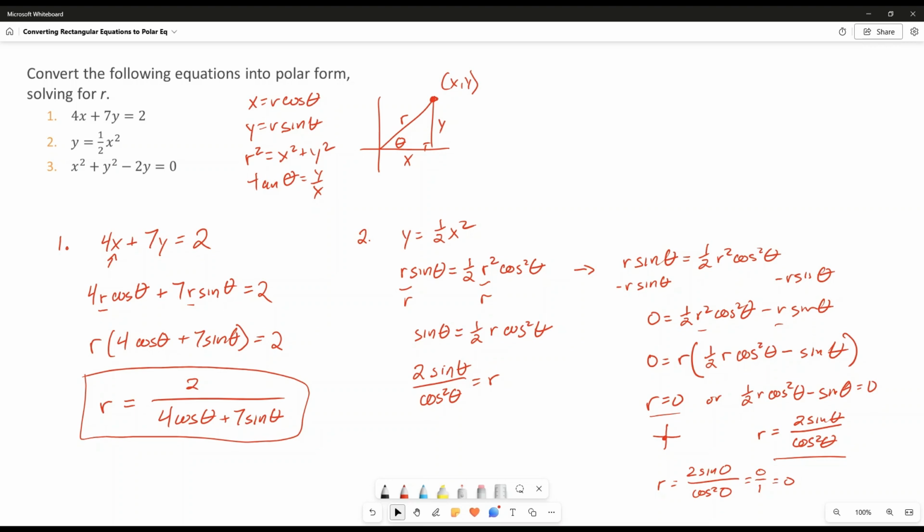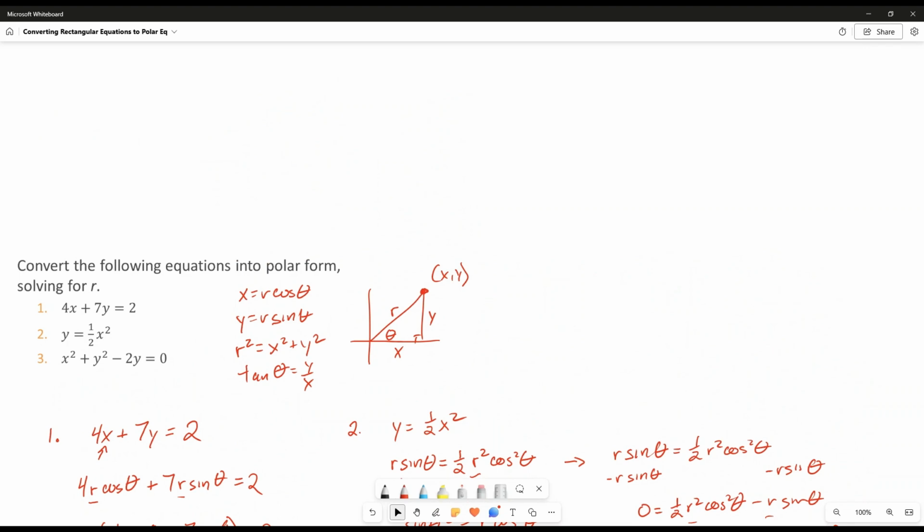So either way, there are various things that we can think through, but we don't actually need that r equals 0 solution. So we can just say that y equals 1/2 x squared is equivalent to the polar equation r equals 2 sine theta over cosine squared theta. All right, let's look at one more.